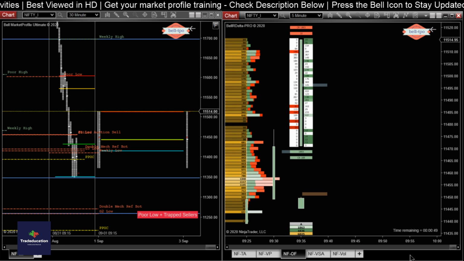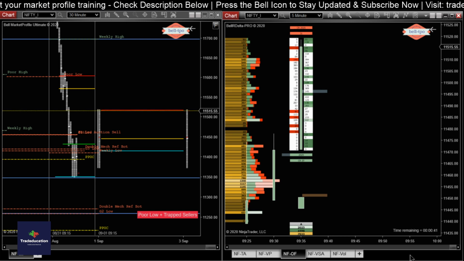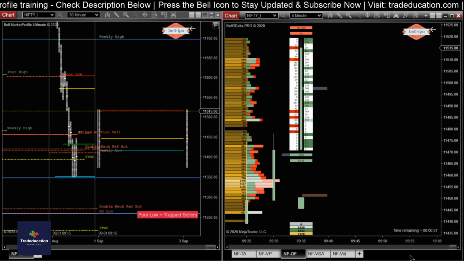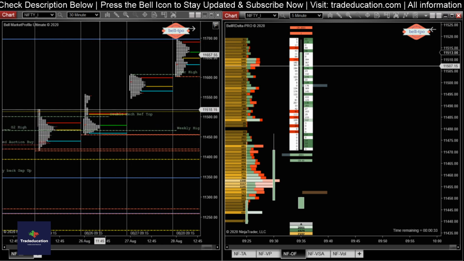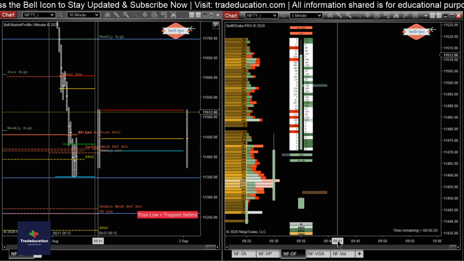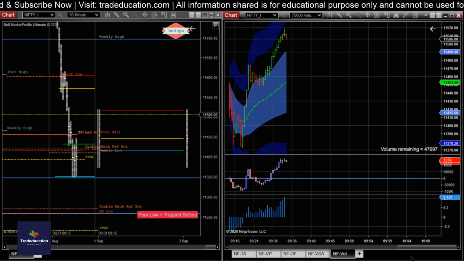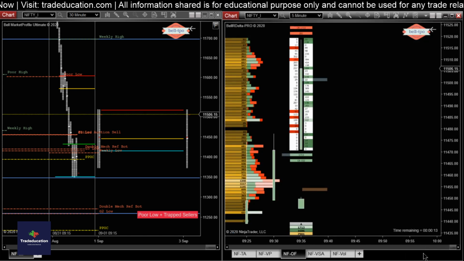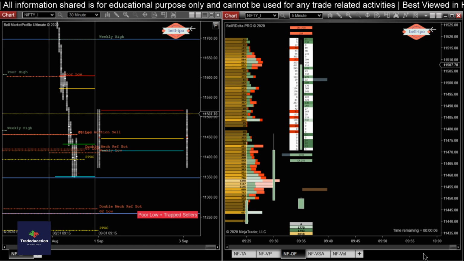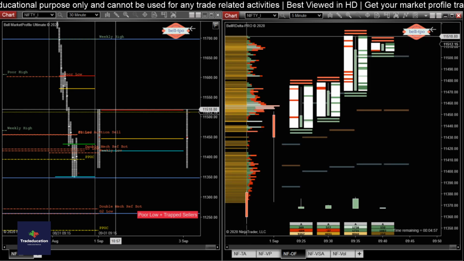Still going higher, let it go. Let's just wait for sellers to show up. And if you see, we are in this zone of 26th of August. I'm expecting this high to be also tagged.